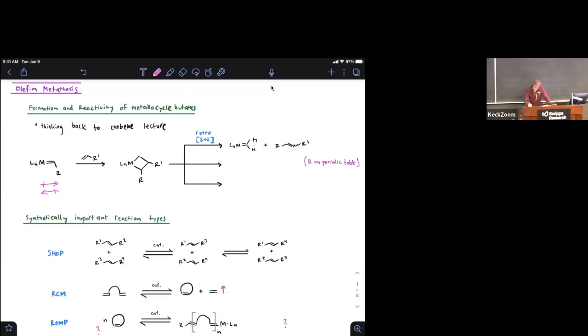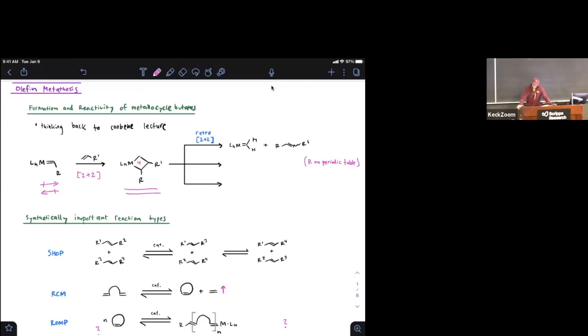So the key step in metathesis that we'll see again and again, you'll go to sleep dreaming about this intermediate, is the metallocyclobutane that is formed via a metallo [2+2] between a propagating metal carbene and an olefin.